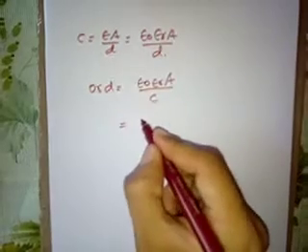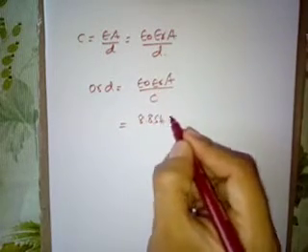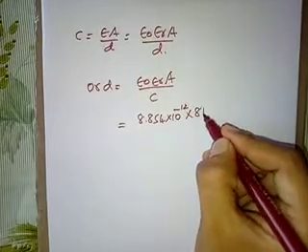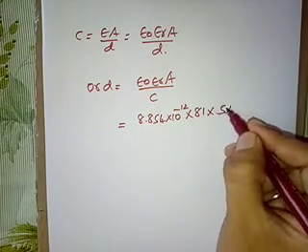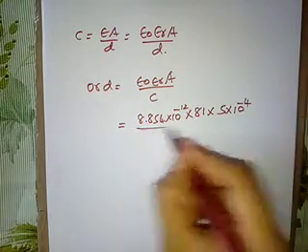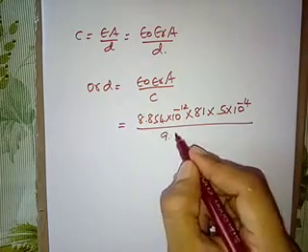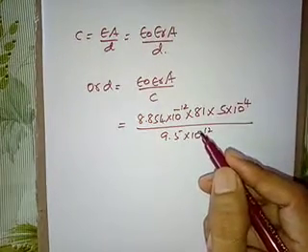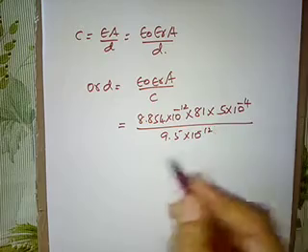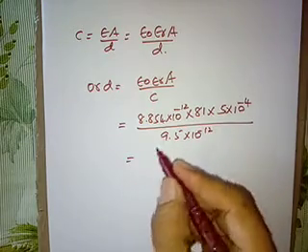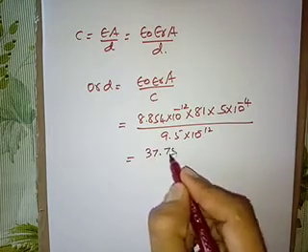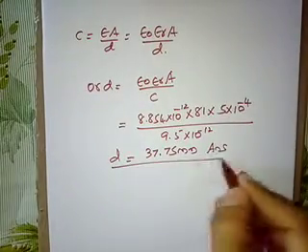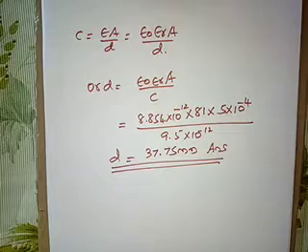This is epsilon naught, 8.854 into 10 raised to minus 12. This into epsilon R, it is 81, into area of overlap, 5 into 10 raised to minus 4. This divided by capacitance, that is 9.5 into 10 raised to minus 12, 9.5 into 10 raised to minus 12 farad. So the distance between the plates comes out to 37.75 mm. So D is equal to 37.75 mm. This is our answer. Right.